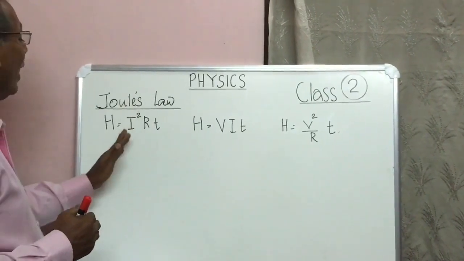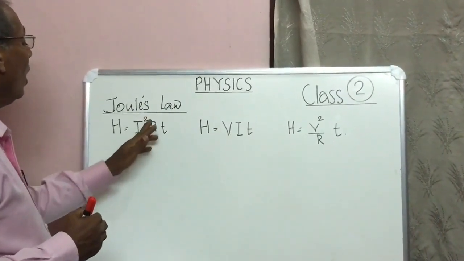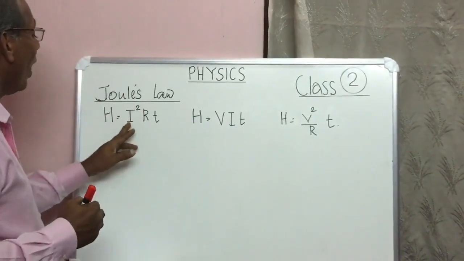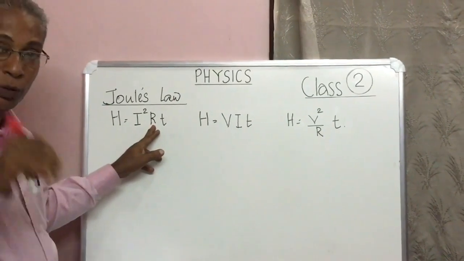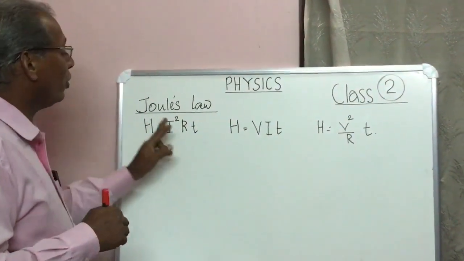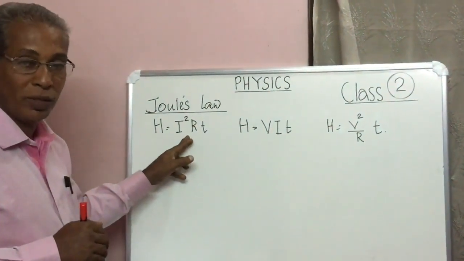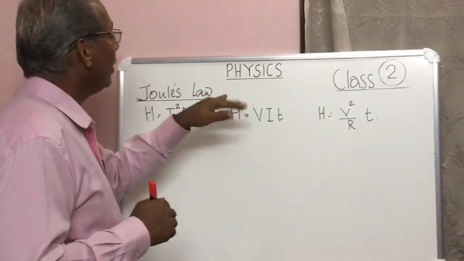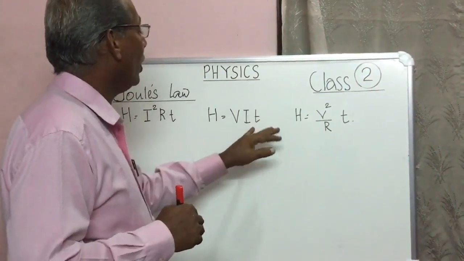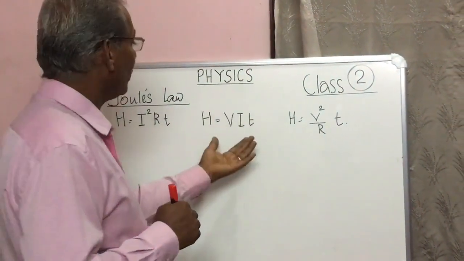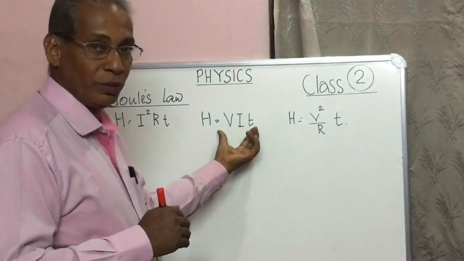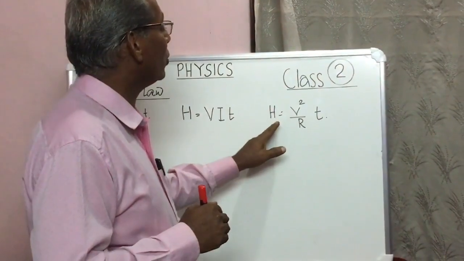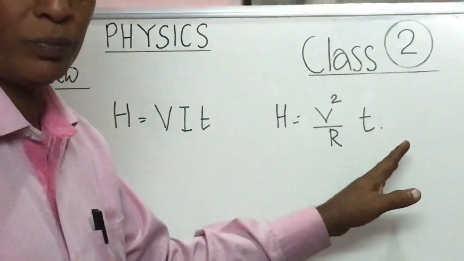Here the data variables are I, R, T. T is common, all these three have T. So if I and R are given in the problem, we can select the H is equal to I square RT equation to calculate the heat generated in a current carrying resistor. Now, if we are given voltage and current, we can select the VIT equation. If V and R are given, we can write H is equal to V square by RT.